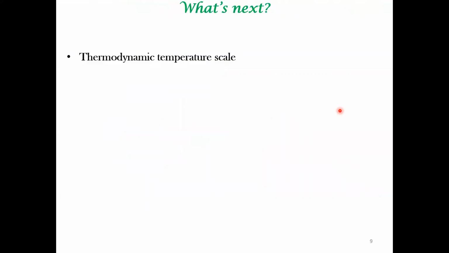So where do we go from here? Here we demonstrated that the efficiency of a Carnot reversible cycle is dependent only on the temperature of the high temperature reservoir and the temperature of the low temperature reservoir. This has utility beyond heat engines and refrigerators. It is used for establishing a temperature scale that is independent of the thermometric fluid. That's what we are going to see in the next class. Thank you.